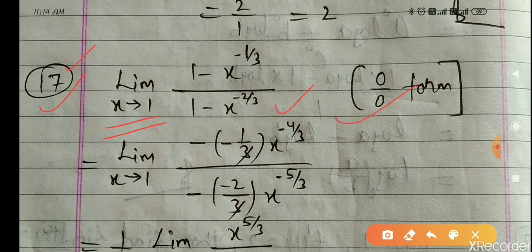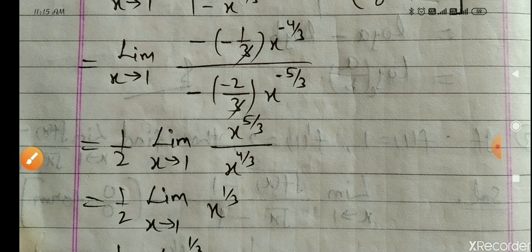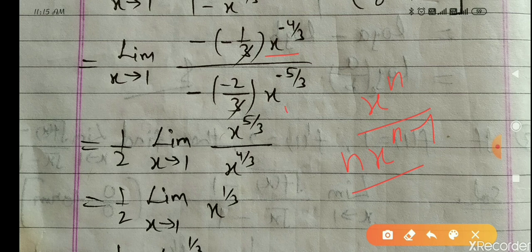On direct substitution you are getting 0/0 form. So differentiate numerator and denominator separately. On differentiating you are getting minus 1/3 x to the power minus 4/3. This is the rule: x to the power n differentiation is n x to the power n minus 1. By using this we are getting in the denominator minus 2/3 x to the power minus 5/3. 3 is cancelled with 3.